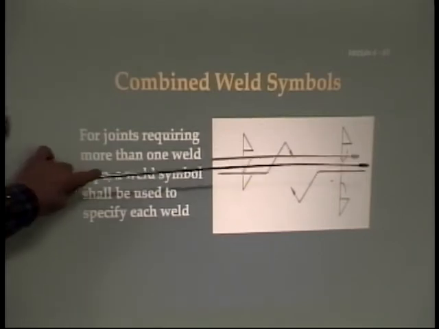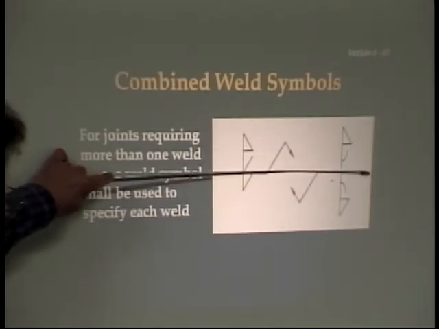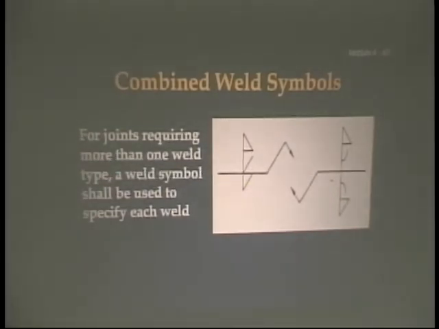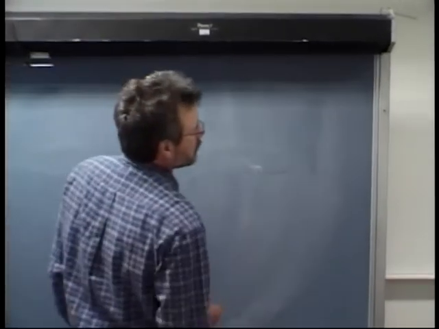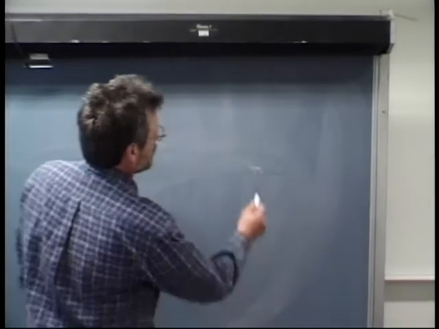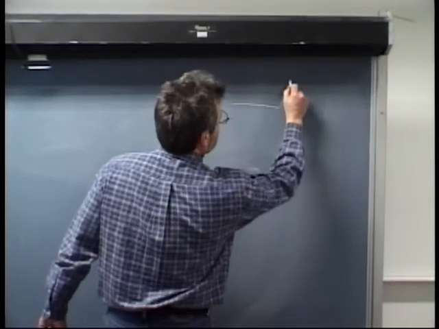When you're reading these things, you always start at the reference line and work out. So let me just draw this real quickly for you. And what kind of a weld would that be describing? Well, if I can find my chalk, I'll show you. So let's take the one on the left-hand side. And that symbol looks like this.